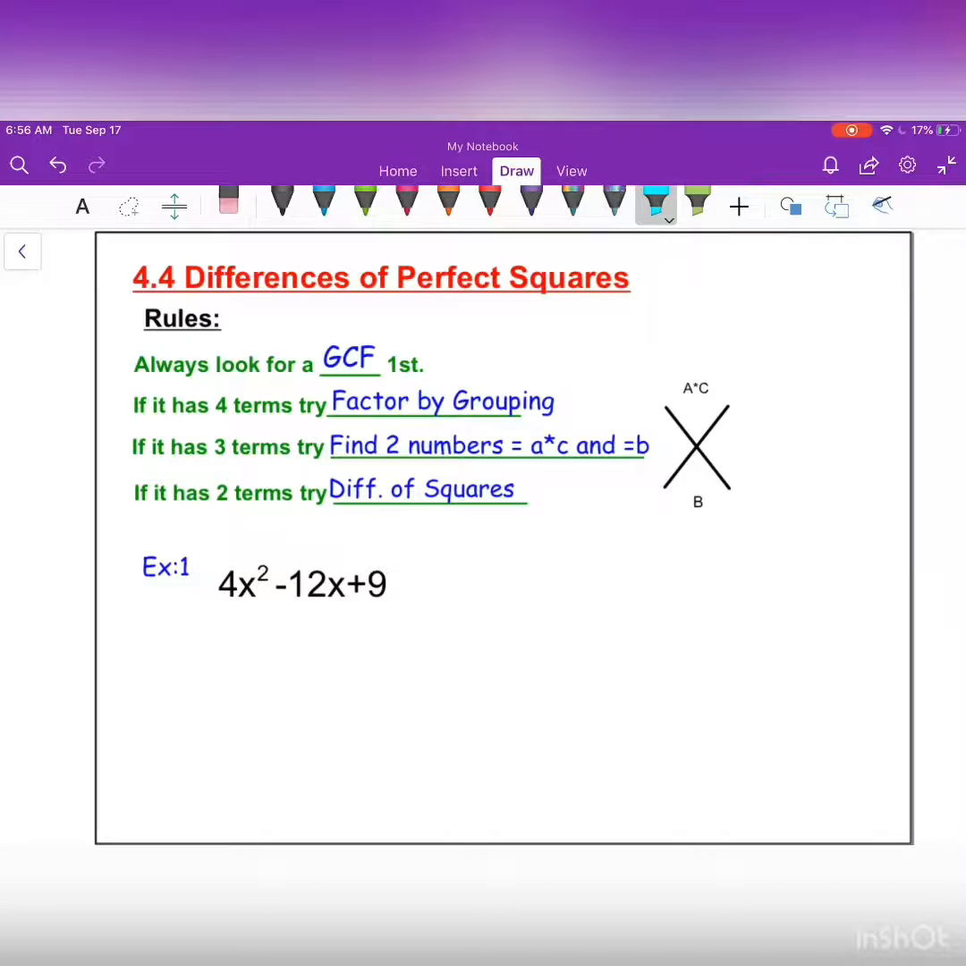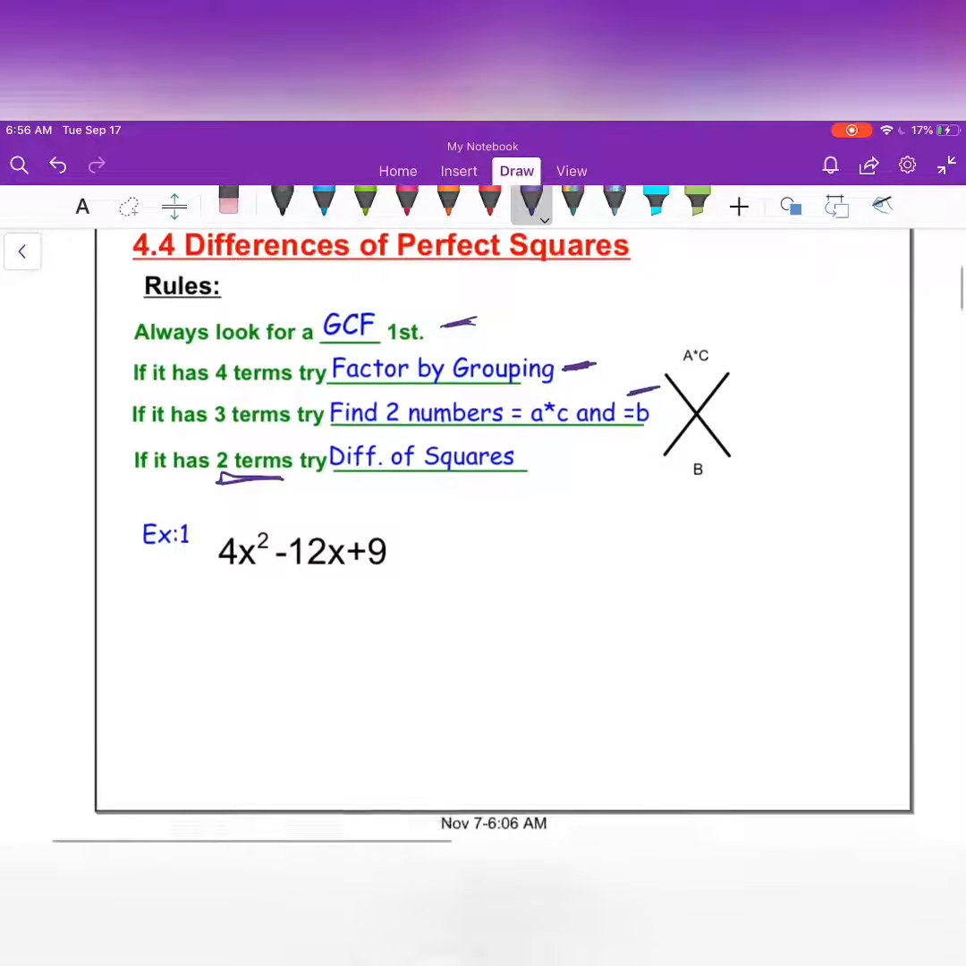So we already have the rules that you look for a GCF first, always. If there are 4 terms, then we factor by grouping. If there are 3 terms, then we do this Xbox method so that you get 4 terms so that you could do factor by grouping. But now finally, if there are 2 terms, you always check to see if there's a GCF first, and then you move on to differences of perfect squares, which is the title of today.